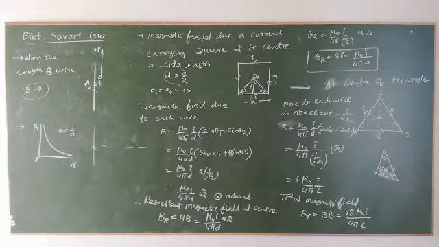Therefore, the total magnetic field, B resultant, is equal to... Look at this. At this point, what is the magnetic field? The current carrying wire gives outward, this is also outward, this is also outward. So all are adding. Then 3 into B is equal to 3 into 6, 18. 18 mu naught I by 4 pi into L. This is the resultant magnetic field due to the current carrying triangle at the centroid of the triangle.